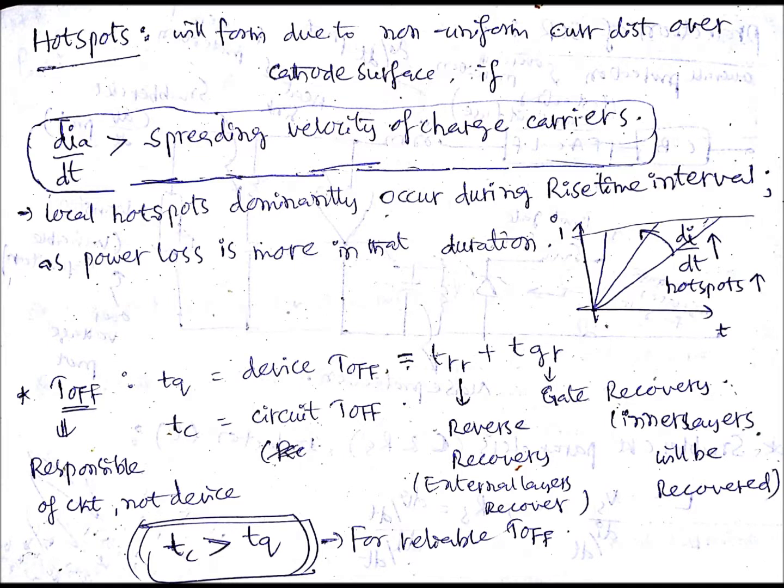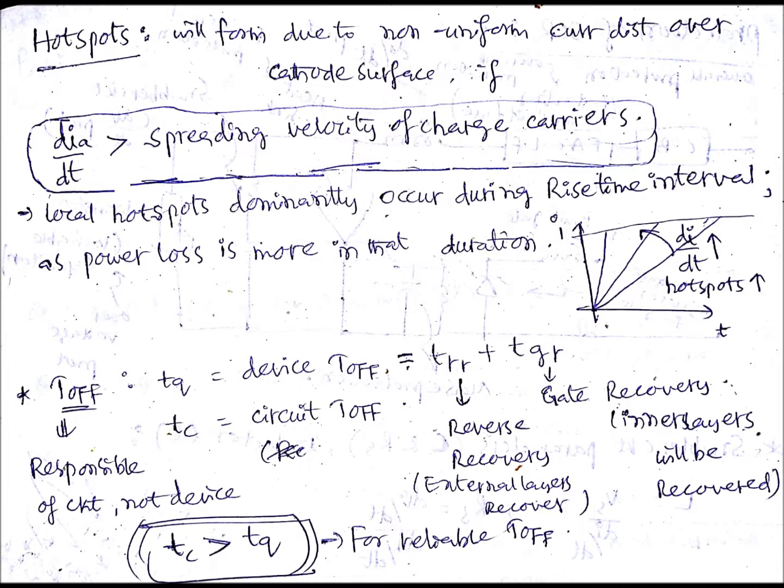Now coming to the hotspots. These hotspots will form due to the non-uniform current distribution over the cathode surface. There are three terminals for an SCR: anode, cathode and gate terminals. So due to the non-uniform current distribution over the cathode surface, the hotspots will form.